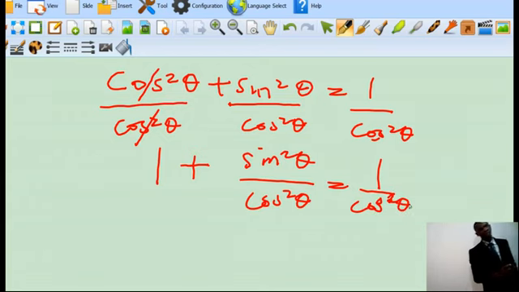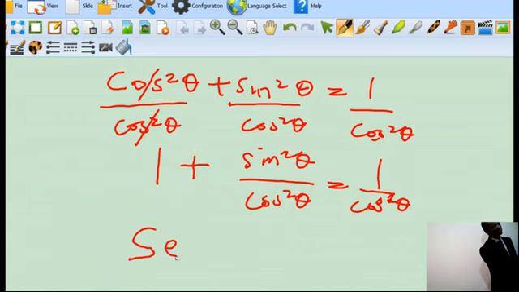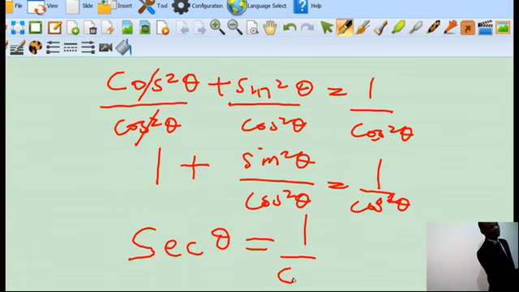Remember that in the previous study sections, we have been introduced to sec theta, where sec theta is equal to 1 over cos theta. Therefore, 1 over cos squared theta is going to give you sec squared theta. Therefore, we can substitute, and you can write this as sec.